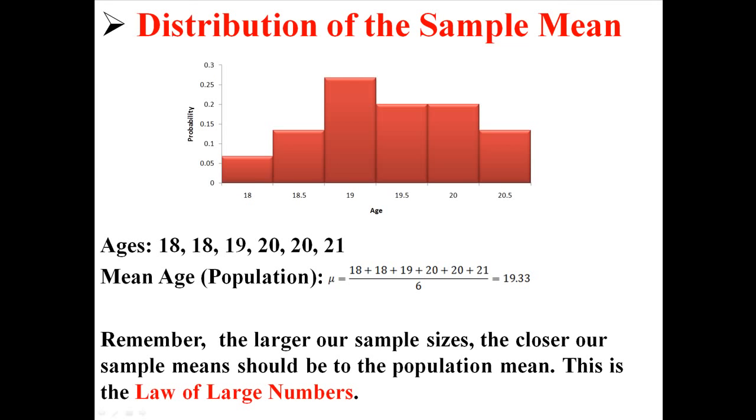So remember that the larger our sample size is, the closer our sample mean should be to the population mean. This is the law of large numbers. And that makes sense. I mean, if you took, let's say everyone in the population was in your sample as well, then you would have a very accurate representation of what the population mean is. The larger your sample is, the better your estimate of the population mean will be.